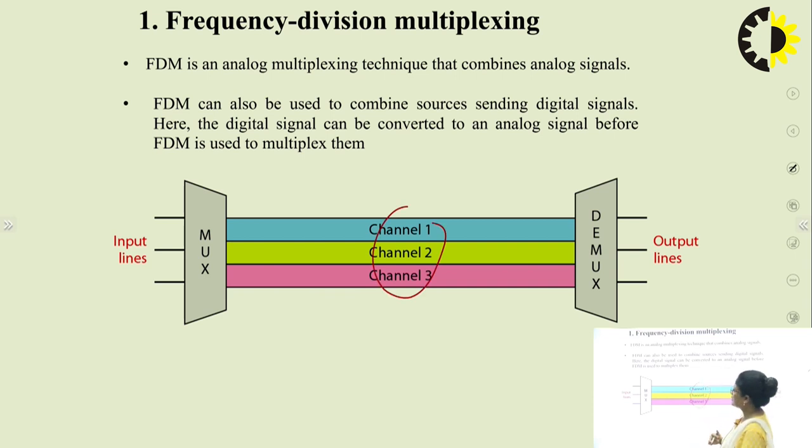But what we need to remember is that since we are working on FDM, or frequency division multiplexing, the next question is what happens if we are working on digital signals? The data that we are working on is represented by digital signals and the device that we're using is using FDM. Then what to do? In that case, we have to convert a digital signal to an analog signal before using FDM for the purpose of multiplexing. So there are no strict rules that if you're working on digital signals, we cannot use FDM. We can very well use it, provided we convert the digital signals to analog signals.